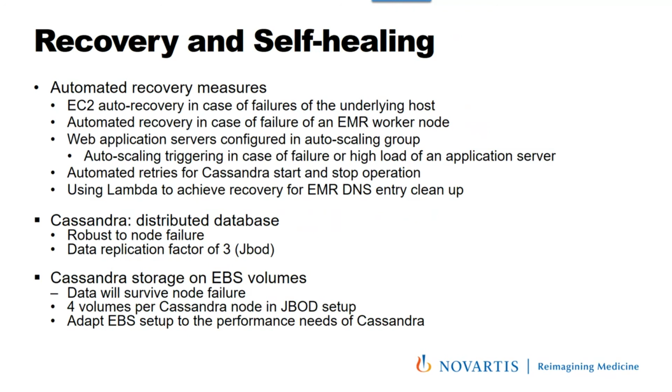Cassandra is robust to node failure. I already talked about JBOD and a replication factor of three, right? We're also using EBS for Cassandra storage. Data will survive node failure. We have four volumes per Cassandra node in a JBOD setup. We're also using EBS provisioned IOPS SSD and GP2 for some of the performance tuning on the storage end. Next.